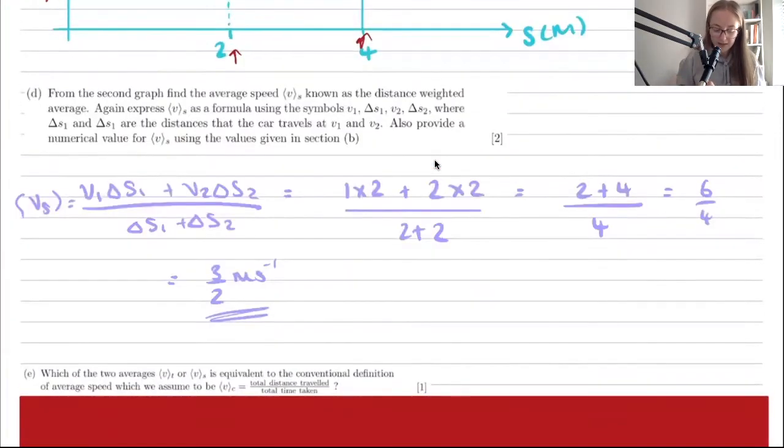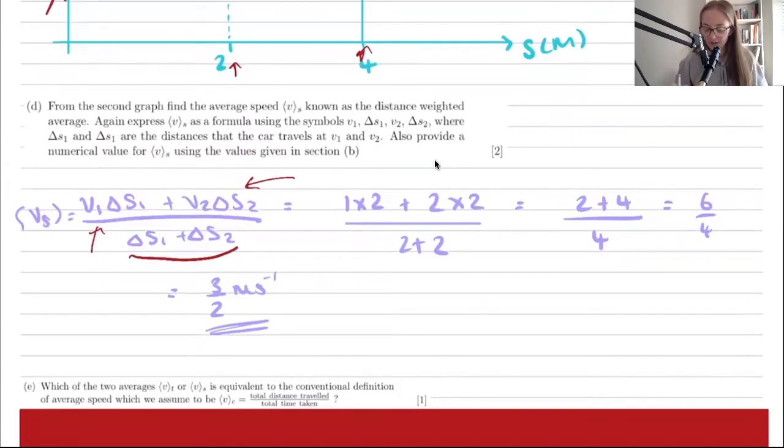So what we say is the portion of the journey in distance that we traveled at V1 would be V1 times delta S1. And then the portion of the journey distance-wise that we traveled at V2 would be V2 times delta S2. And then we want to divide that by the entire length of the journey. So I've just stuck in the numbers again, and then we end up with 3/2 meters per second.